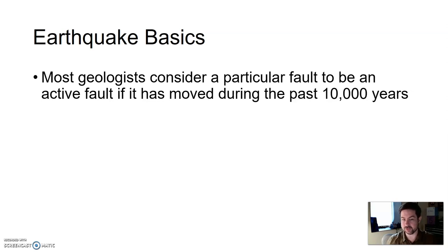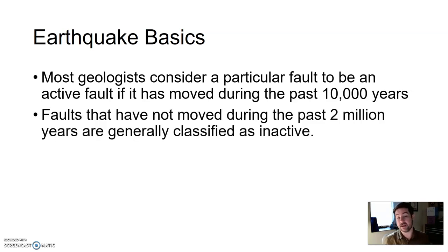As far as faults are concerned, a geologist will consider a fault to be an active fault if it has moved within the past 10,000 years. So whether these faults are only a few miles long or hundreds of miles long, if there's been some sort of activity in the past 10,000 years, geologists consider that fault active, meaning there could potentially still be earthquakes. Faults that have not moved in the past 2 million years are generally classified as inactive. They're probably not going to move anymore. In between those two, we would consider those to be dormant. So they could move, but they also might not.